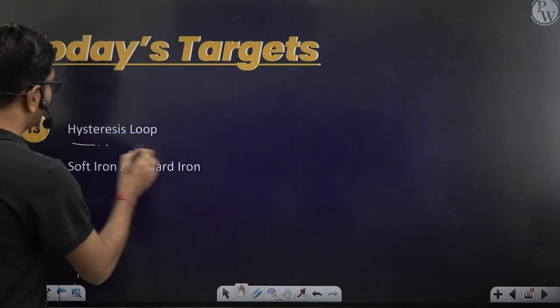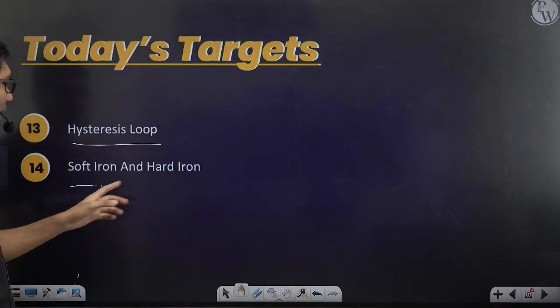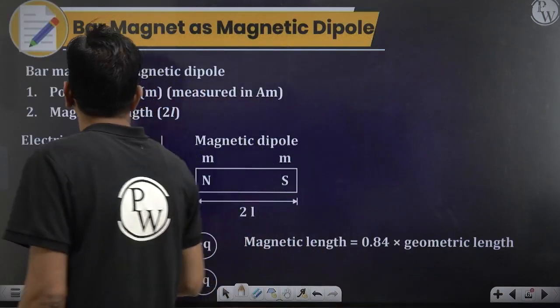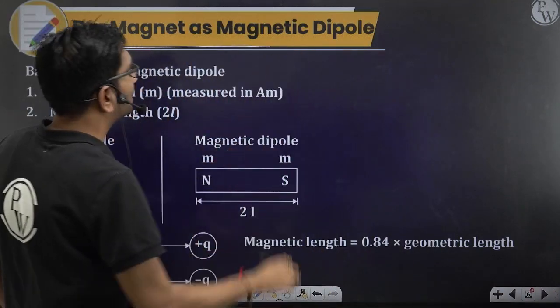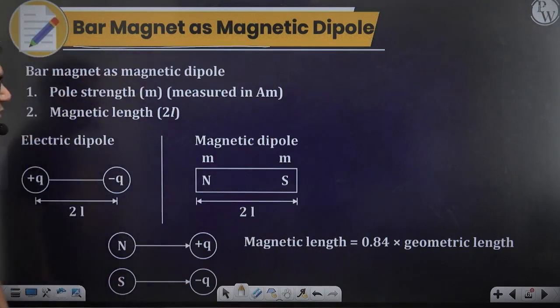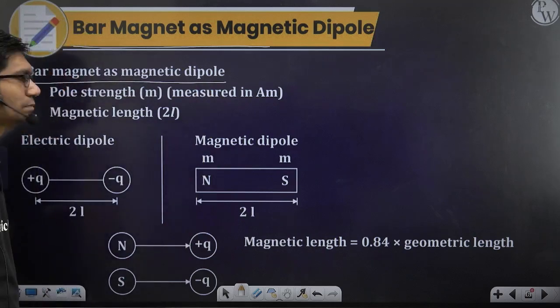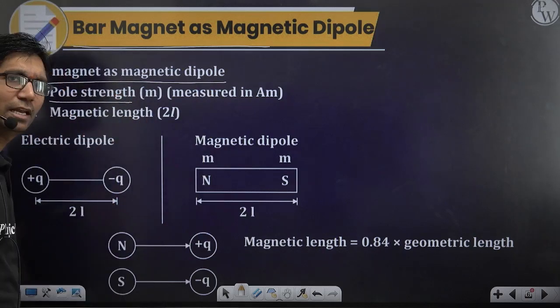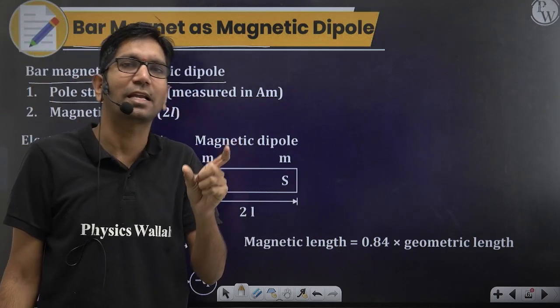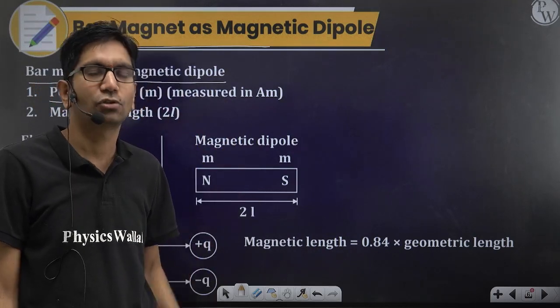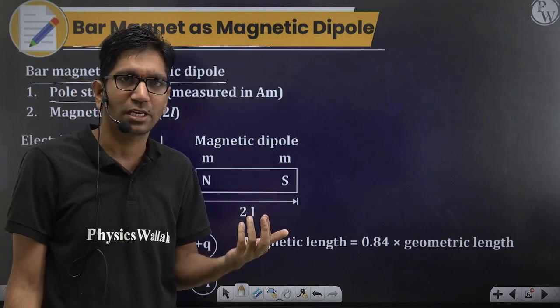So one more thing: hysteresis loop, and soft iron and hard iron, we also have. Okay. Next, bar magnet as a magnetic dipole. Now, see here, beta. Bar magnet as a magnetic dipole. As everyone knows, a bar magnet is nothing but a rectangular-shaped magnet. So, in a magnet, we have north and south poles, right?